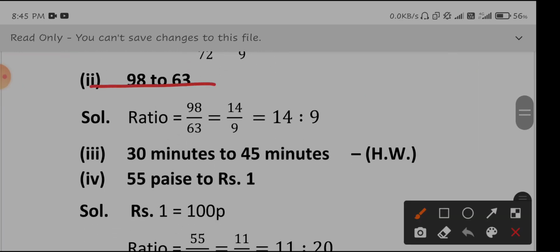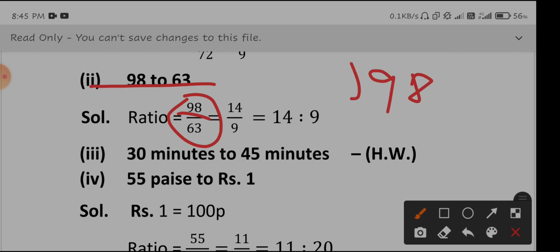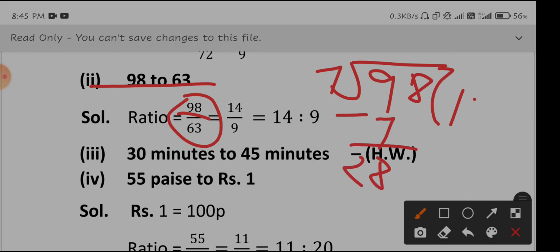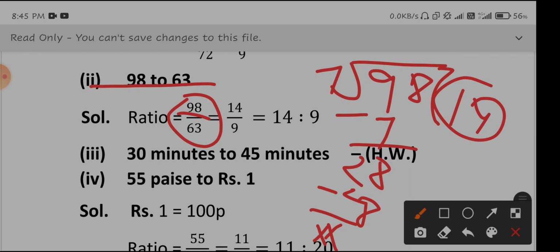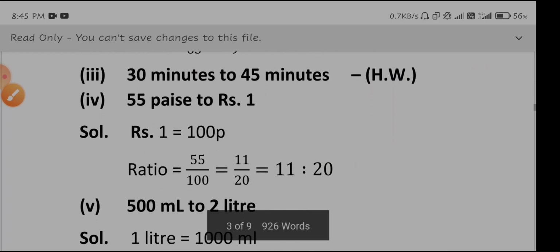It is given without unit, so write 98 upon 63, by which we can divide 98 and 63 by 7. So divide 98 by 7. 7 ones are 7, 7 4s are 28, and the next digit is 0. It means 14 times. So write here 14. 7 9s are 63. So 14 by 9. Now you can see it is not divisible by any table. So 14:9. Same you have to solve the third one.